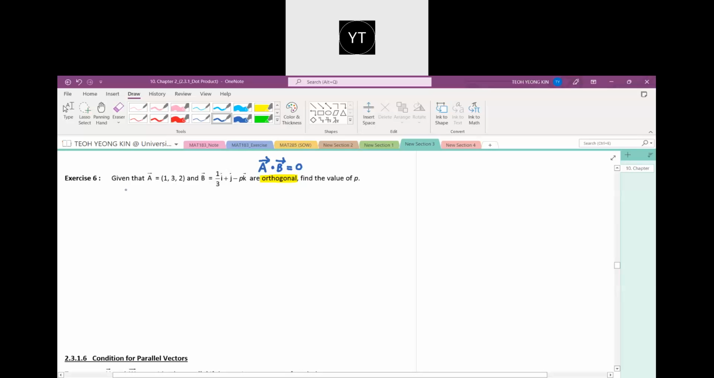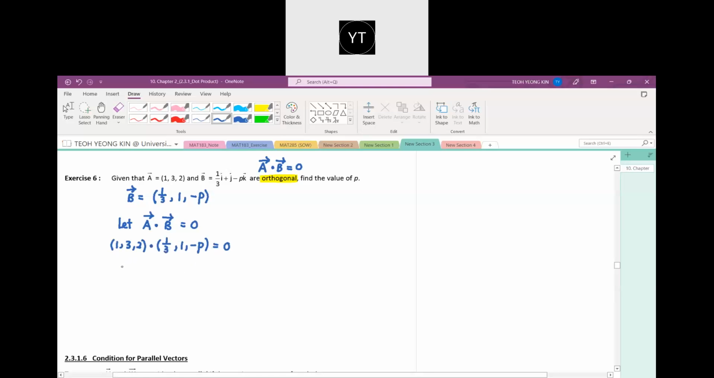First, I try to transform vector B into coordinate form. So here it is 1 over 3, 1, and negative p. Next I try to find the dot product of vector A and vector B, and set it equal to 0. Why? Because they are orthogonal. So vector A is 1, 3, and 2, whereas the coordinates of vector B are 1 over 3, 1, and negative p. So we find the dot product and equate it to 0.